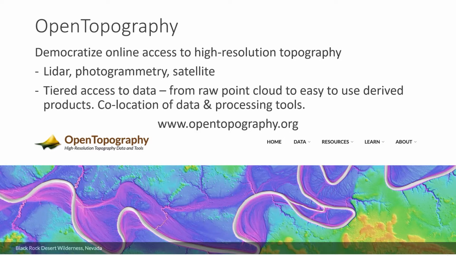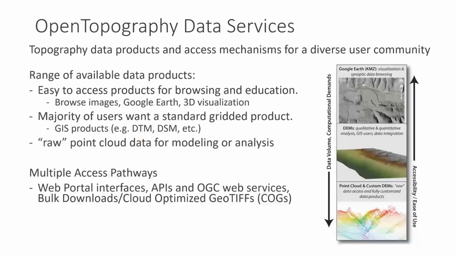That means lidar, photogrammetry, satellite-derived data, and we have tiered access to these data from raw point clouds to easy-to-use derived products, and we try to co-locate the data and processing tools. So you should certainly check us out at this website, www.opentopography.org.